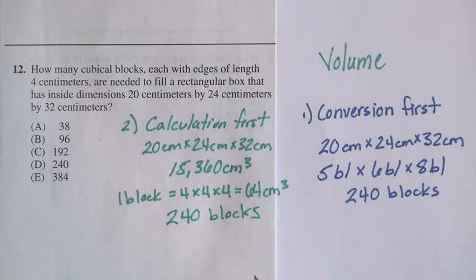You get the same answer both ways, but I really strongly prefer the conversion first method, and that's what I recommend you do too. By doing the conversion first, you're not having to deal with deciding whether or not you need to cube things ahead of time. You deal with smaller numbers. There's no having to deal with 15,360 divided by 64.